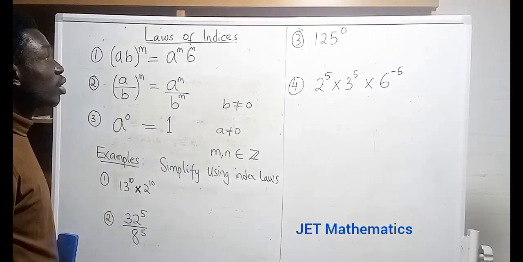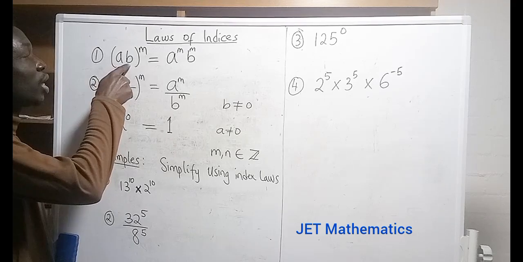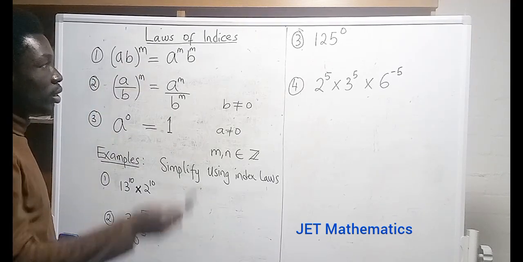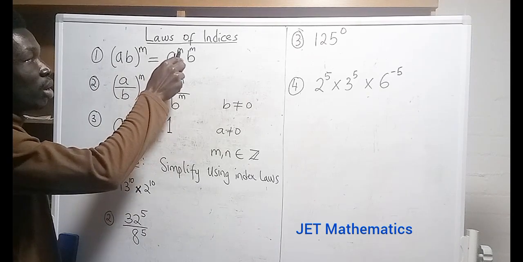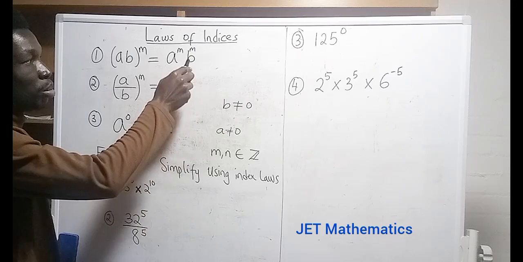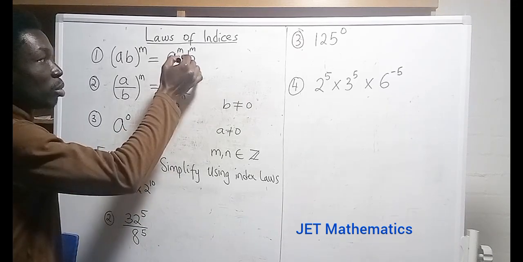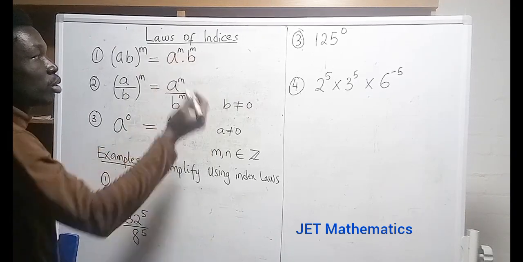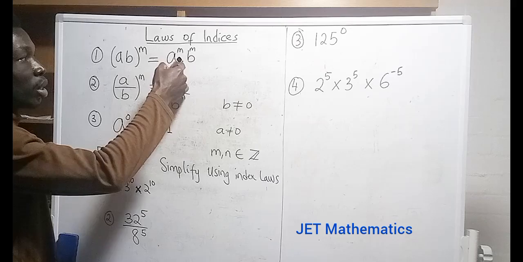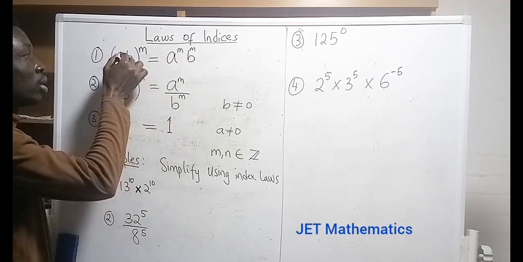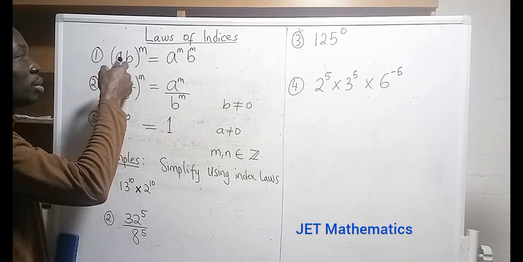So the first law says if we have a times b raised to the power of m, it is the same thing as writing a raised to the power of m times b raised to the power of m. In mathematics, we may not indicate the multiplication sign, so it's the same thing. You can use a dot. It means this is multiplying this. Also here, a times b.